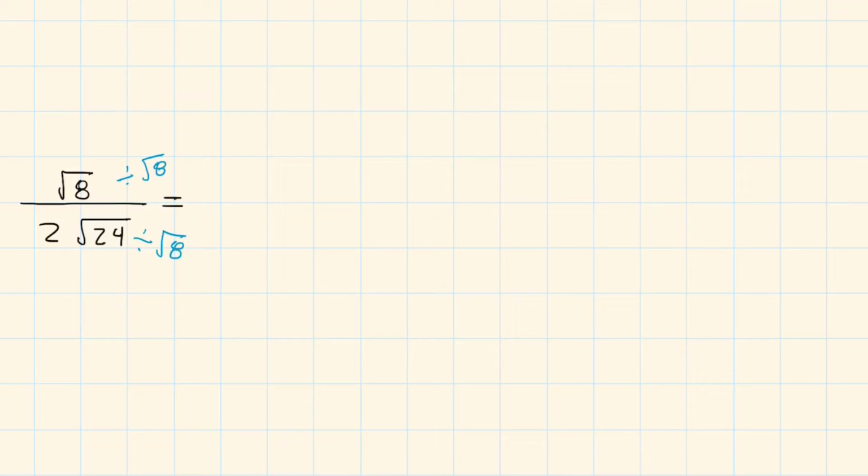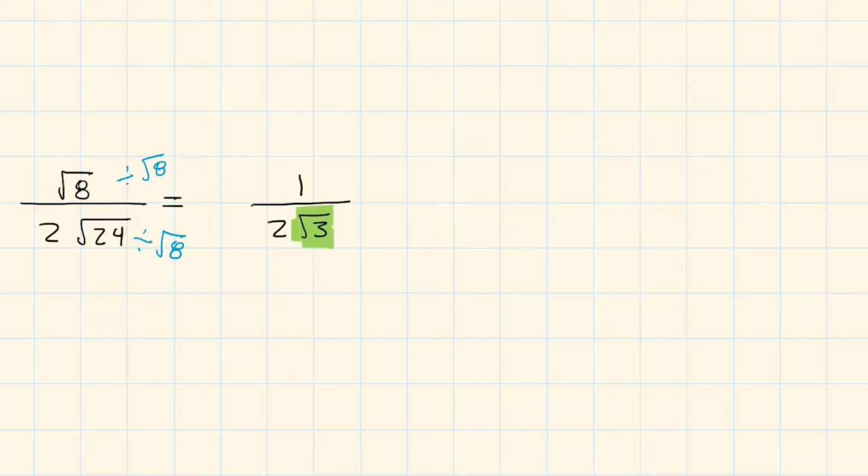Well, 8 does. So I'm going to go root 8 divided by root 8 and root 24 divided by root 8. So root 8 divided by root 8 is just 1. You can say square root of 1, but the square root of 1 is 1. So it's just 1. Root 24 divided by root 8 is root 3. So I end up with 1 divided by 2 root 3. It's also important to notice that because I'm dividing by root 8, I don't touch the 2. So the 2 just comes along and it's 2 root 3.